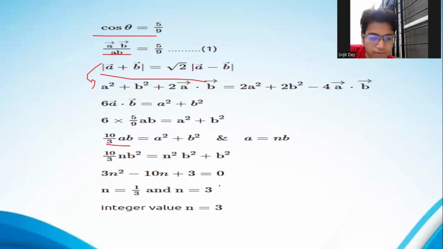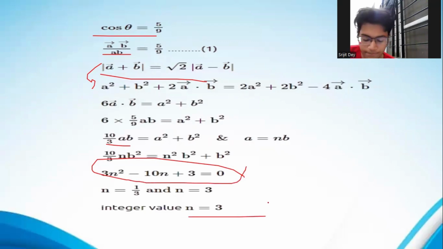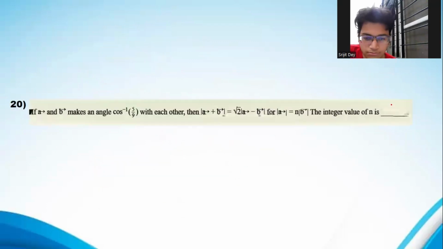So on solution of this equation, basically you need to solve the equation and do the vector calculus. So the value of n is equal to 3. See, for a equal to nb. Okay, this is all. Everything is given in the question.